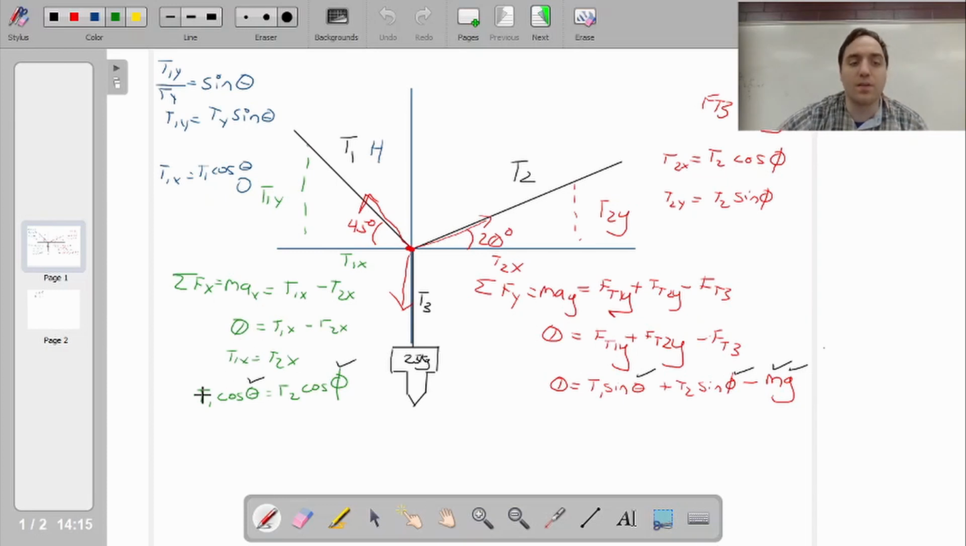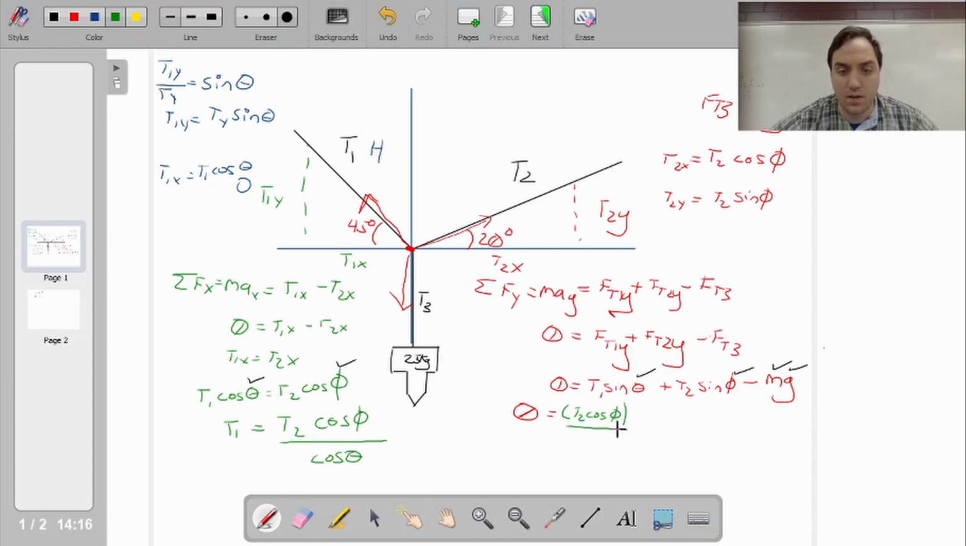Here, let's finish this one off. It doesn't matter which one you do. You can do T1 or T2. I'm going to solve for T1 just because. And now that I have this, whenever I see T1, I'm going to plug it in over here. So 0 equals T1, which is actually T2 cosine phi over cosine theta times sine theta plus T2 sine phi minus mg.